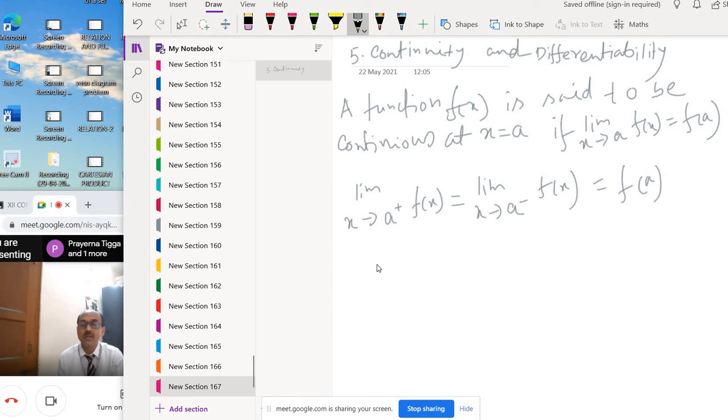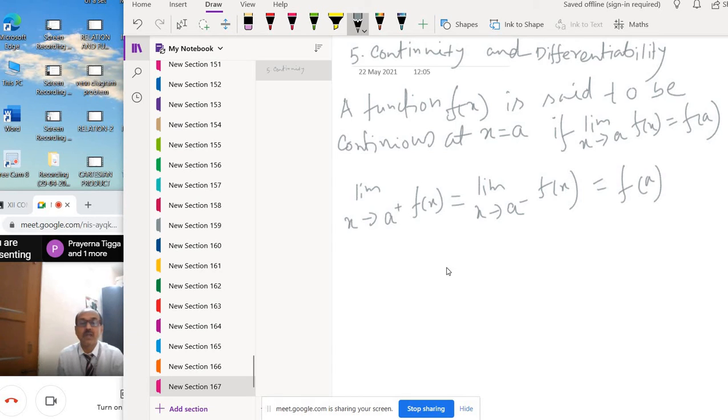That means we have to find these three values. If these three values are equal, then you can say that the function is continuous at that point. Now this is a sum, then it will be clearer.